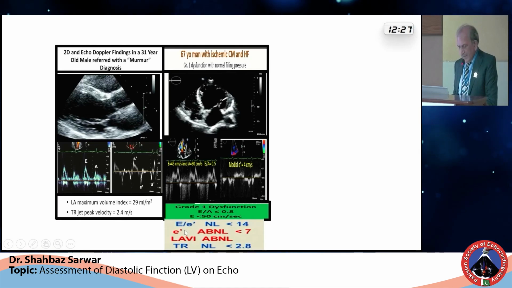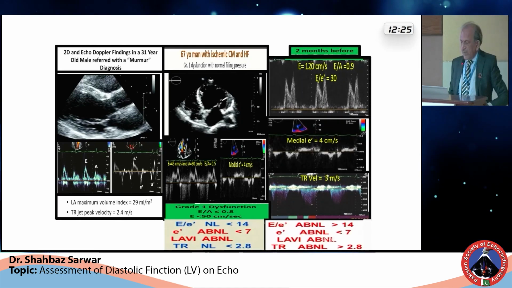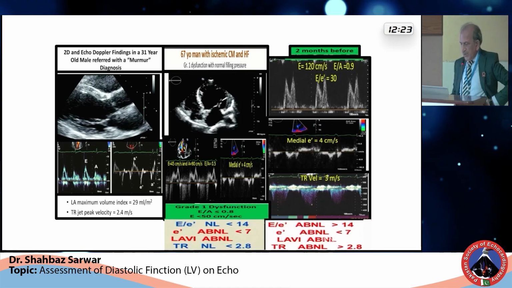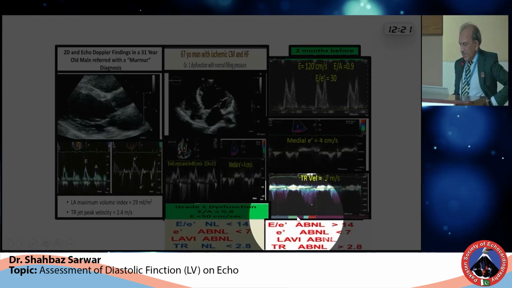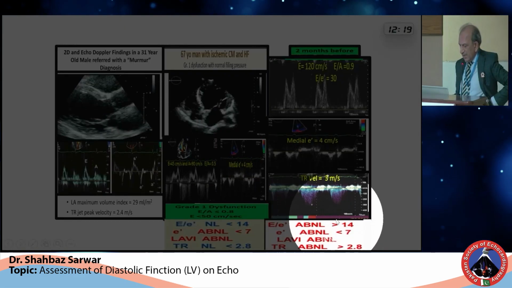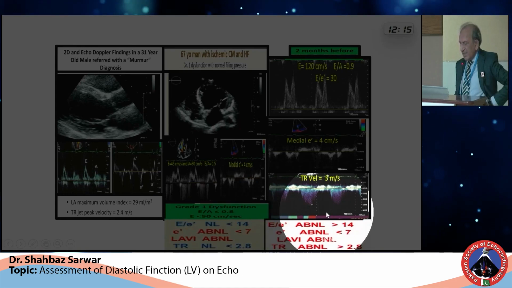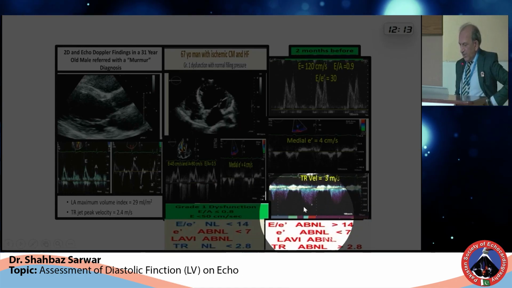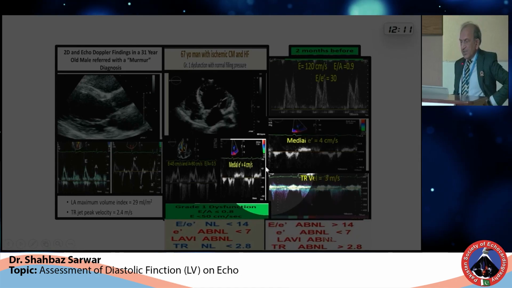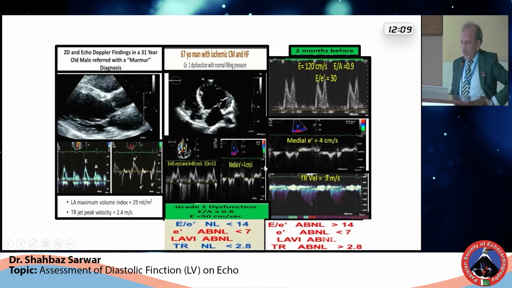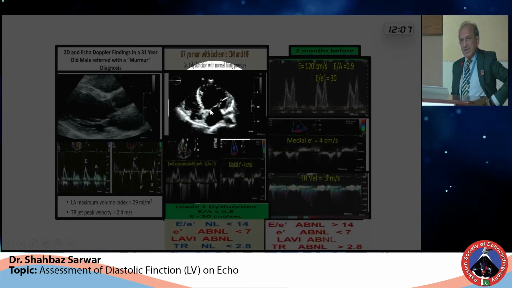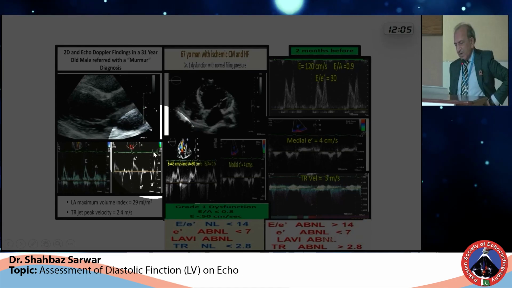But 2 months back when he came to the emergency room, he came with an E by E prime which was clearly abnormal. Now what we are seeing is less than 14. At that time it was more than 14, and all the other parameters were abnormal. So 2 months back he was having a grade 2 abnormality. Now what we are seeing is a grade 1 abnormality.